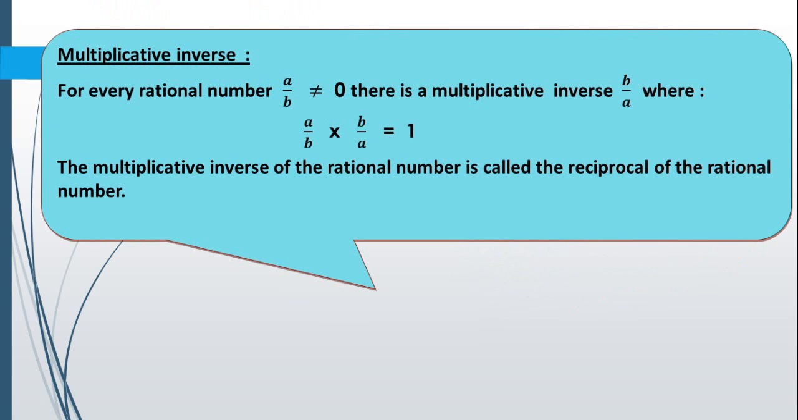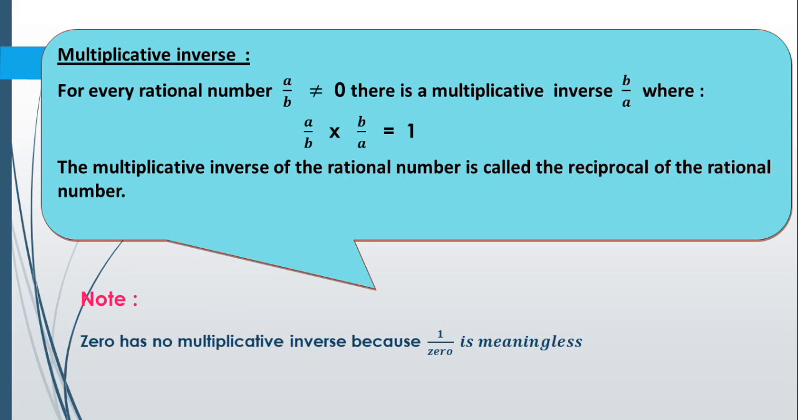Multiplicative inverse. For every rational number a over b not equal 0, there is a multiplicative inverse b over a, where a over b times b over a equals 1. The multiplicative inverse of the rational number is called the reciprocal of the rational number. Note: 0 has no multiplicative inverse because 1 over 0 is meaningless. Remember this.